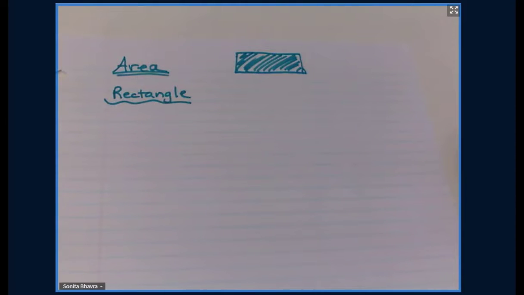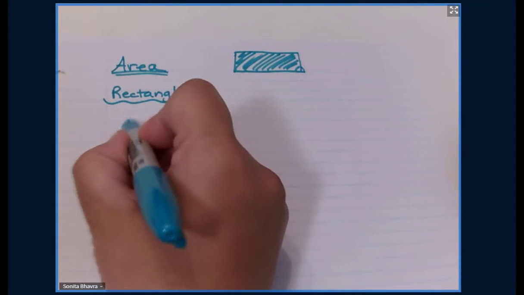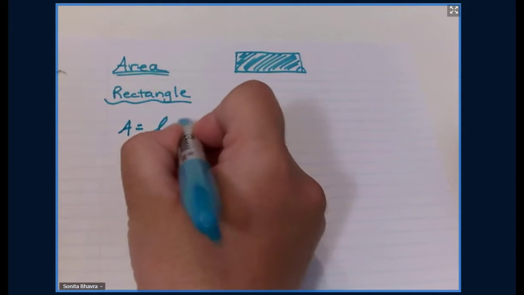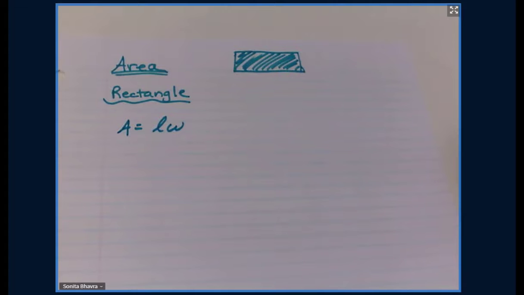Okay, so today we are looking at area, and the first formula we're going to look at is for a rectangle. So the formula for the area of a rectangle is length times width. The L represents length, the W represents width.